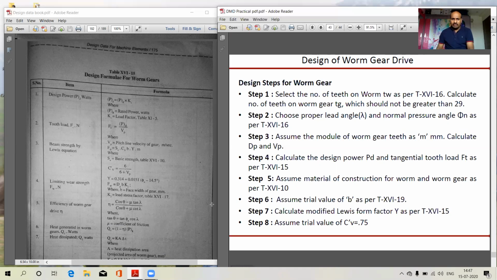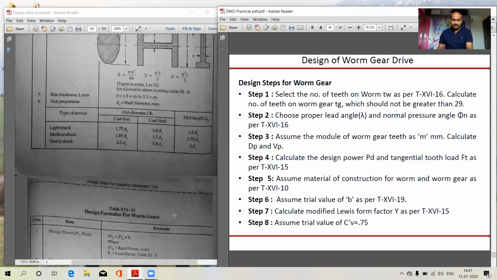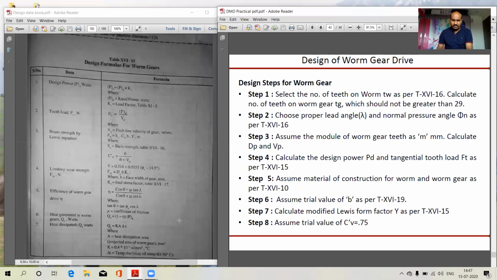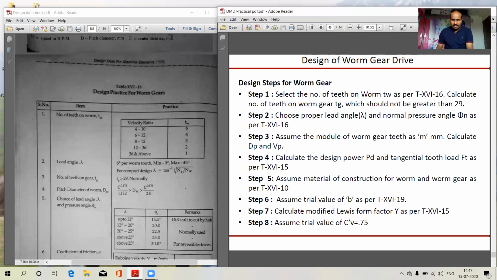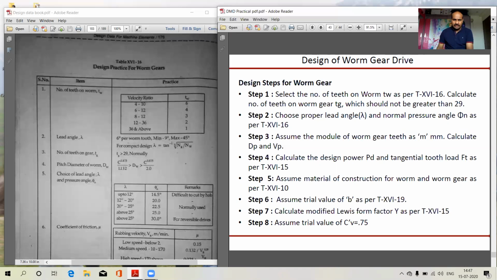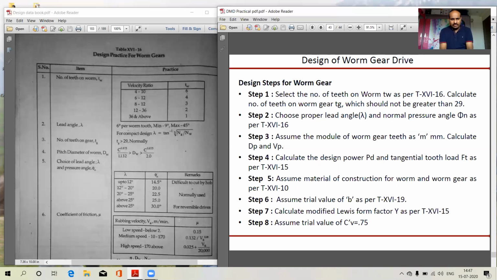In the table on page number 174, sorry, it's 177, Table number XV16. On this page, you will find the number of teeth on worm, TW, and which value of TW is to be assumed. It is based on the speed of the worm and the required speed of the gear.